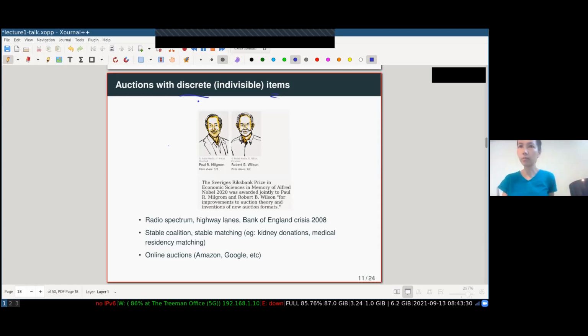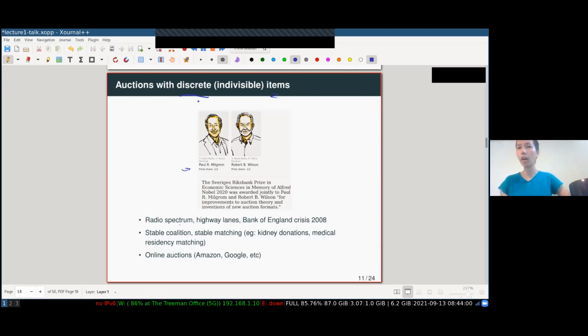Okay. So there's a lot of publicity around auctions recently. I mean, the Nobel Prize in economics in 2020 was awarded to 2 economists, Paul Milgrom and Robert Wilson, for improvements to auction theory and inventions of new auction formats. Right, so auctions were thrust into the spotlight very recently. There are lots of activities in this area right now.